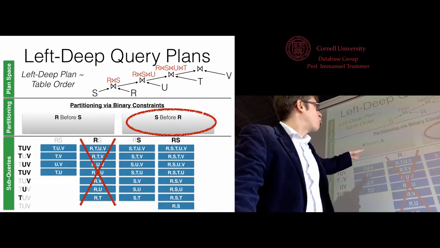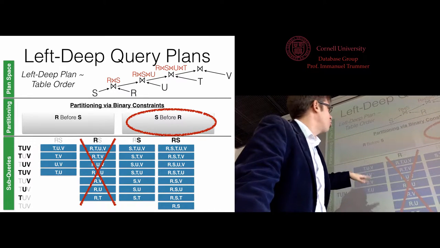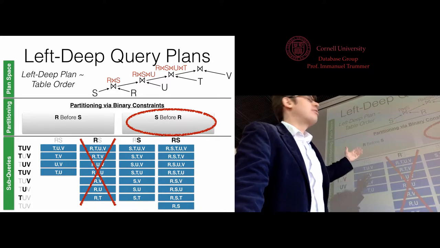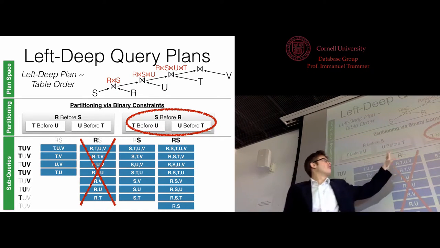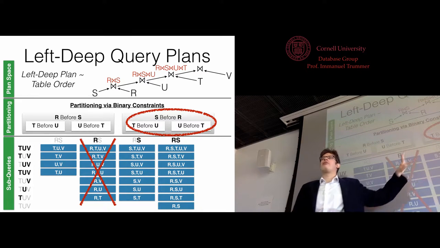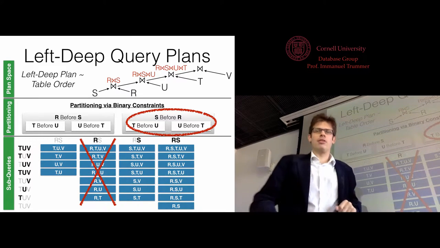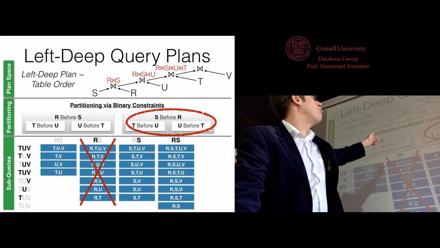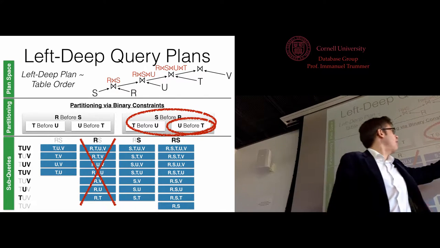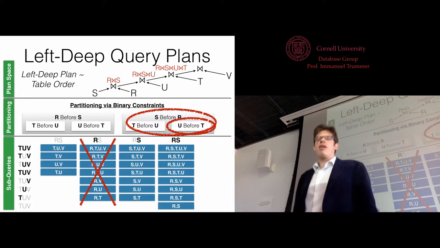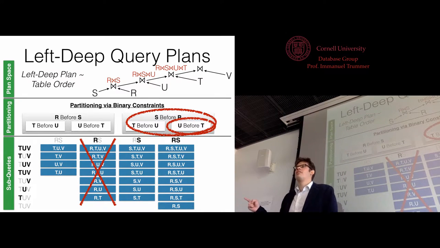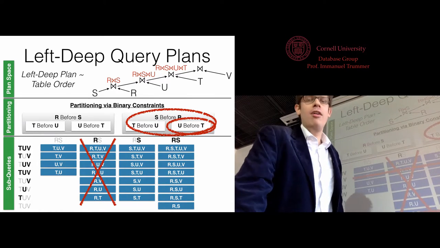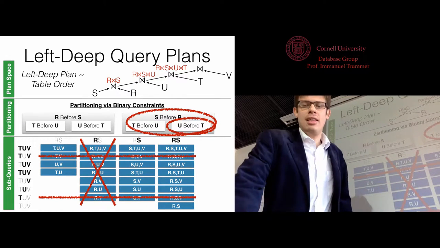And we can recursively continue the decomposition of the plan space by considering a new pair of tables, let's say T and U, and partitioning the plan space based on which of those tables appears first. And in case of the example plan, table U appears before table T, so it would actually be in the rightmost plan space partition. And if table U appears before table T, we cannot have table T without table U, and therefore we can eliminate the corresponding subqueries.